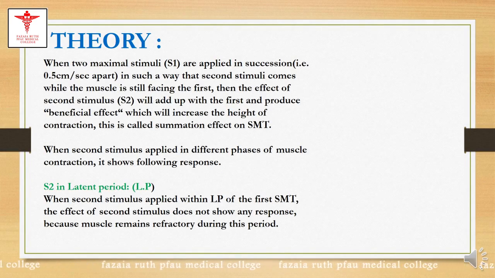When the 2 maximal stimuli, that is S1, are applied in succession, 0.5 centimeters per second apart, in such a way that the second stimulus comes while the muscle is still facing the first, then the effect of the second stimulus S2 will add up with the first and produce a beneficial effect, which will increase the height of contraction. This is called the summation effect on SMT, which is the single muscle twitch.